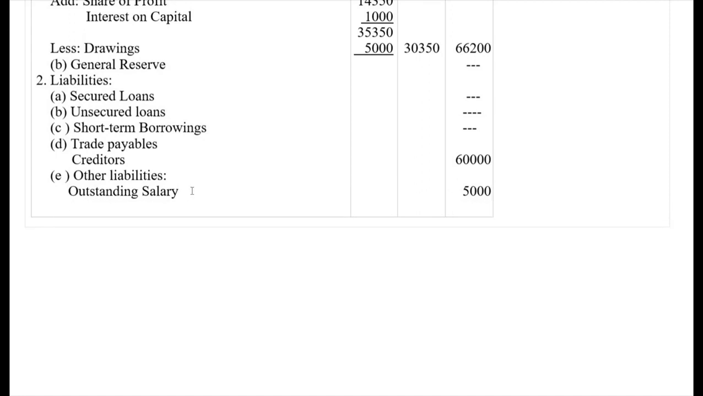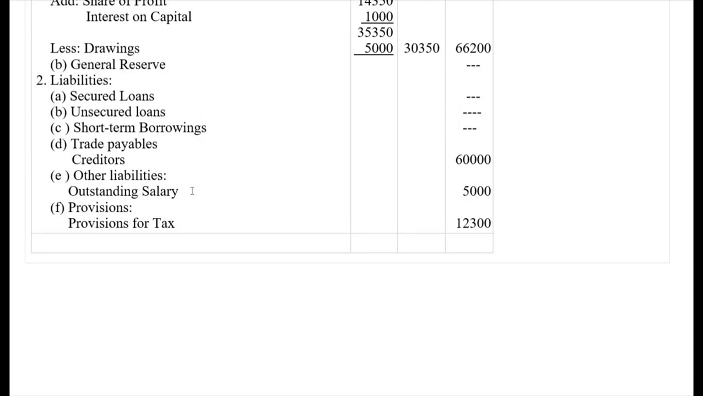Then the next F, here we have got provisions. So under the head of provisions we have got provision for tax, which was computed in the statement of income and expenditure as rupees 12,300. So now let's take the total here. So 66,200 plus 60,000 plus 5,000 plus 12,300 comes to 1,43,500.